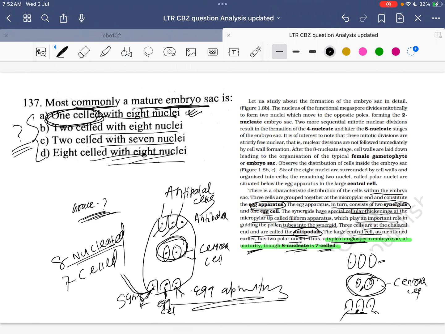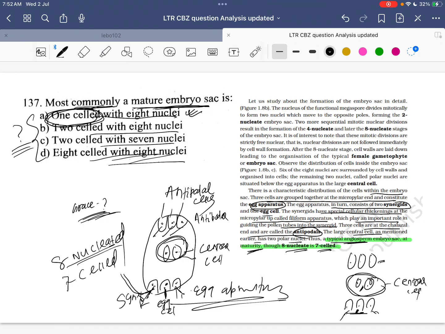They say that it is 7-celled and 8-nucleated. After 3 mitoses of the megaspore, a 7-celled and 8-nucleated structure is formed, called the female gametophyte or the embryo sac of angiosperms. This type of embryo sac is known as polygonum type because it was discovered by Strasburger in the Polygonum plant. Polygonum type of embryo sac is the most common type in angiosperms.